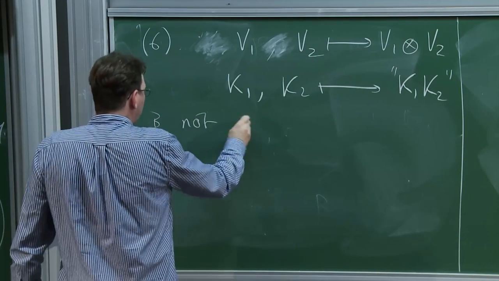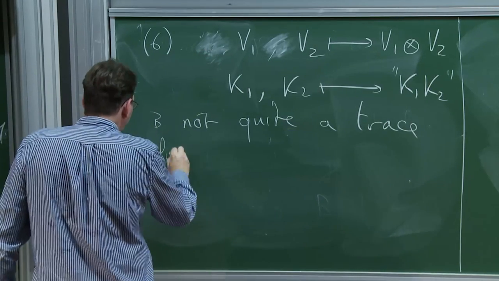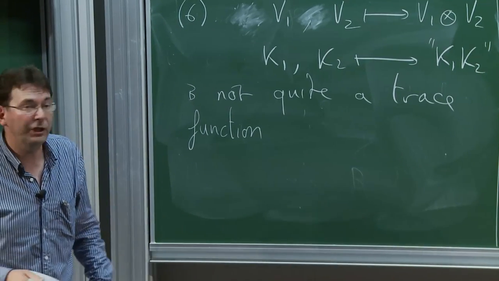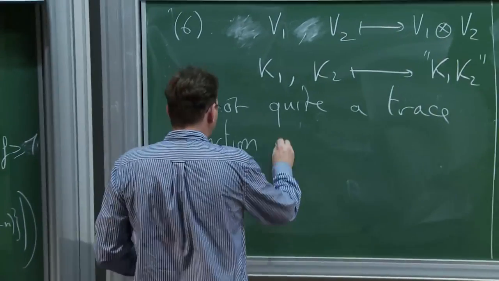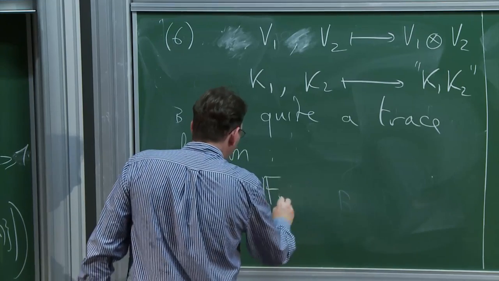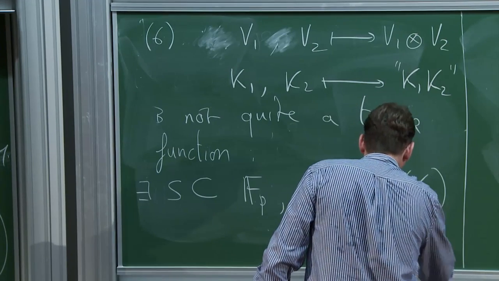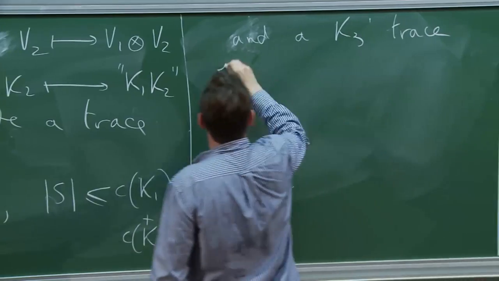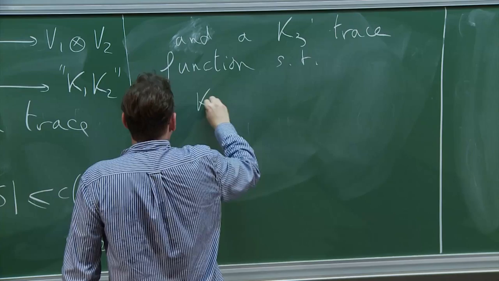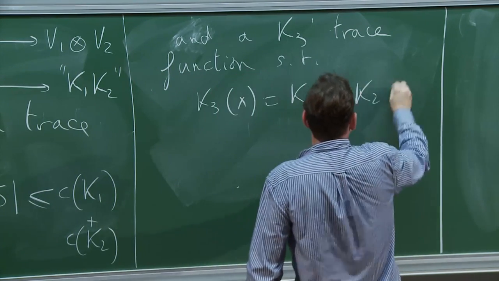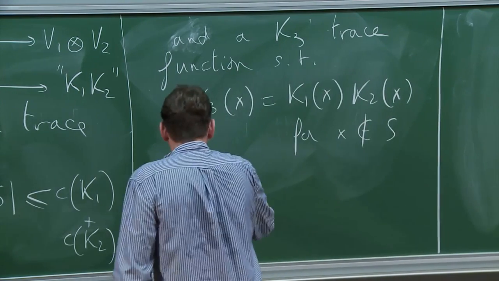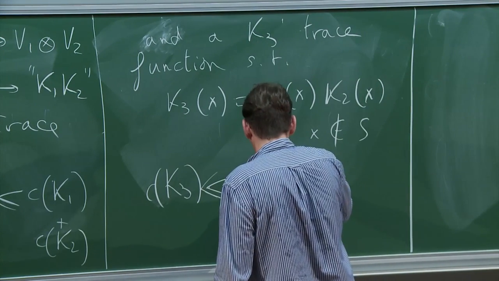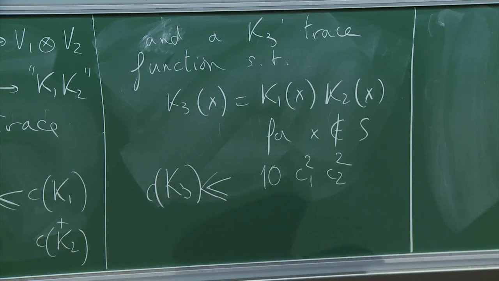This is again a technical issue which has to do with the choice of formalism. Either you want to have analogs of Dirichlet characters or analogs of primitive Dirichlet characters. Both have their advantages. I prefer the primitive ones, and so I have to change the product a little bit sometimes. So there exists a set S in F_p of size bounded by the sum of the complexities of the two terms in the product, and a K3, a trace function, such that K3 of X is K1 K2 outside of this bounded set. And the complexity of K3 is bounded by, I have to remember, something like 10 C1 squared C2 squared. I don't remember if it's correct, but it's almost certainly about that.